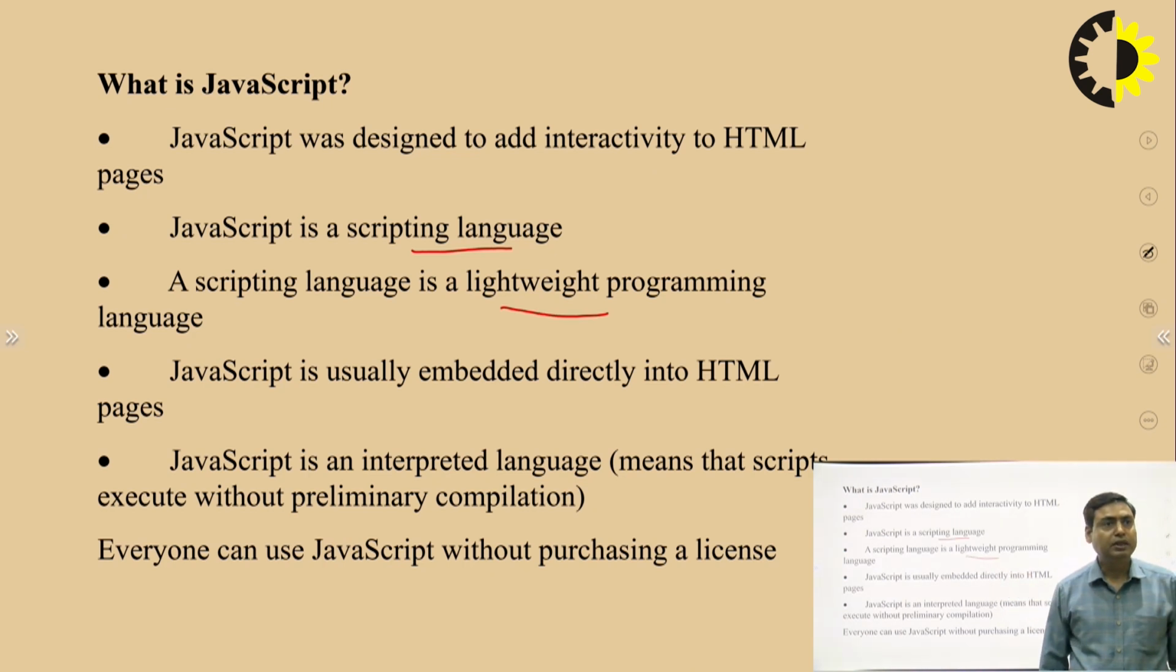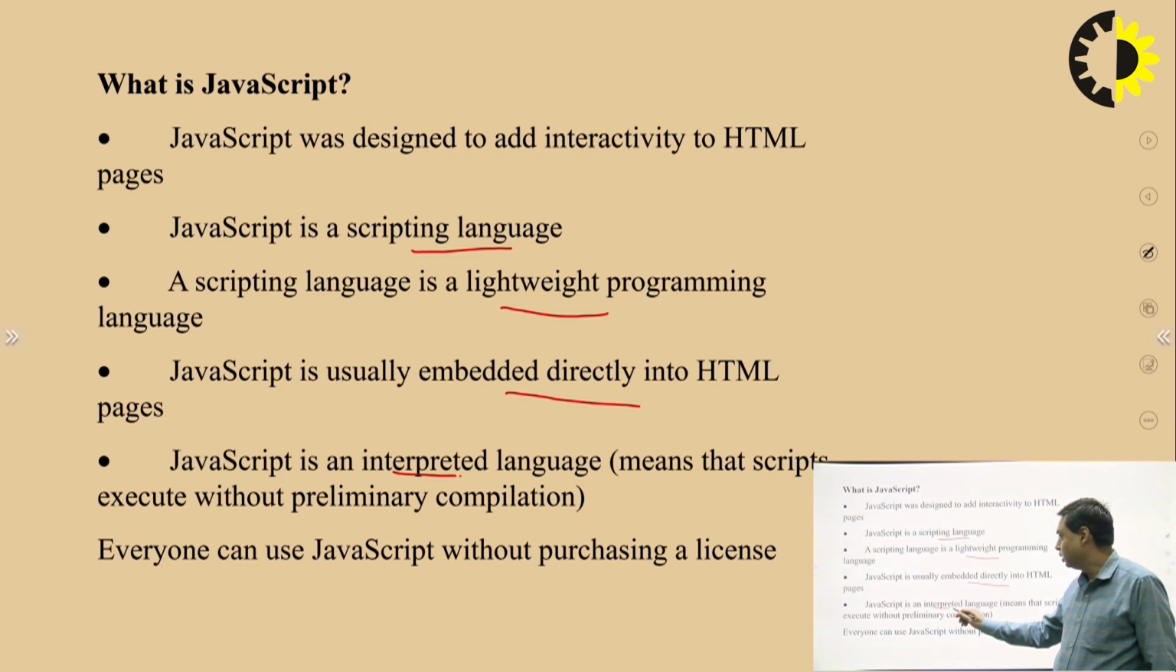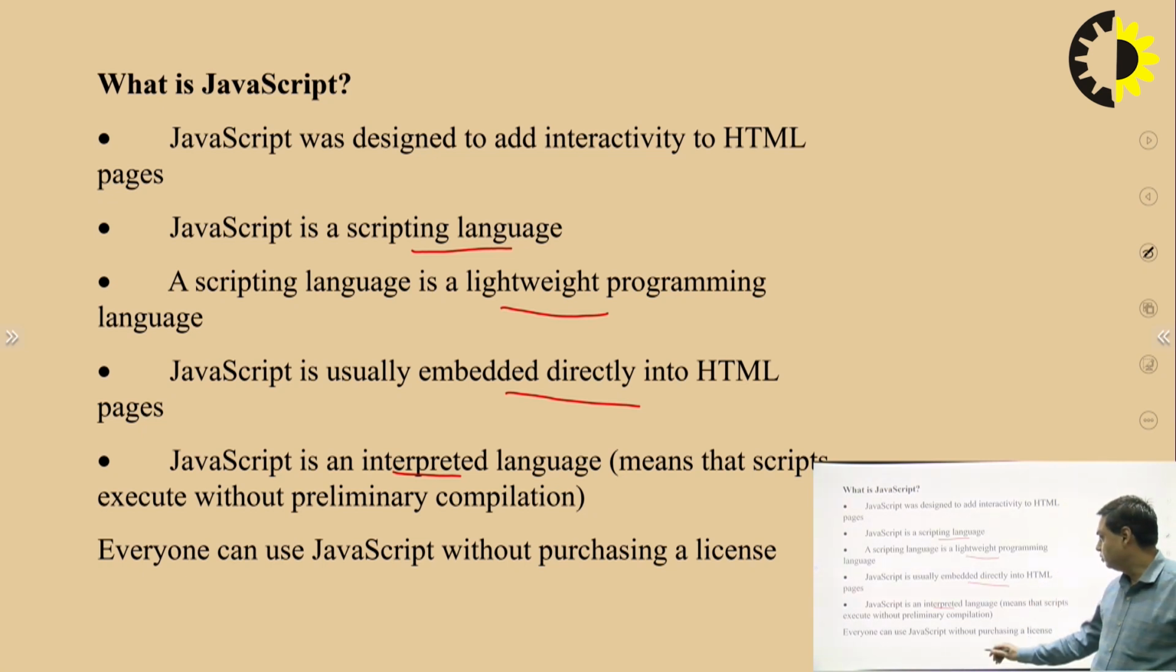Now, to write any JavaScript program, you can embed the JavaScript in HTML pages, and when it is written in HTML pages, it is interpreted one by one, and the output is given in the web page. JavaScript is free; you can use it without purchasing it. Now let's start with how to write a JavaScript program.